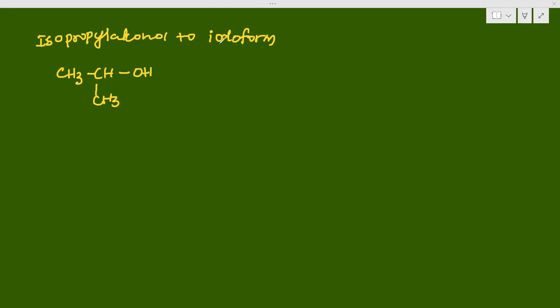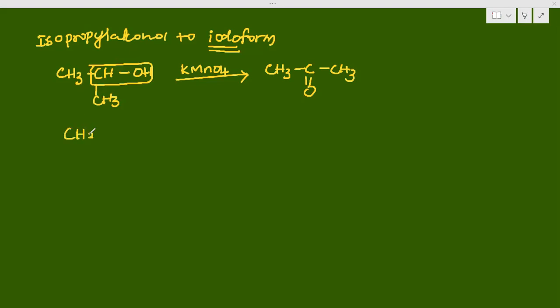First we want to do the iodoform reaction. To get iodoform as a product, we definitely need a methyl ketone. We get the methyl ketone by a simple oxidation reaction. This is a secondary alcohol. I do the oxidation in the presence of acidified potassium permanganate, and the secondary alcohol is oxidized to a ketone, a methyl ketone. In the next step, this ketone undergoes the iodoform reaction.